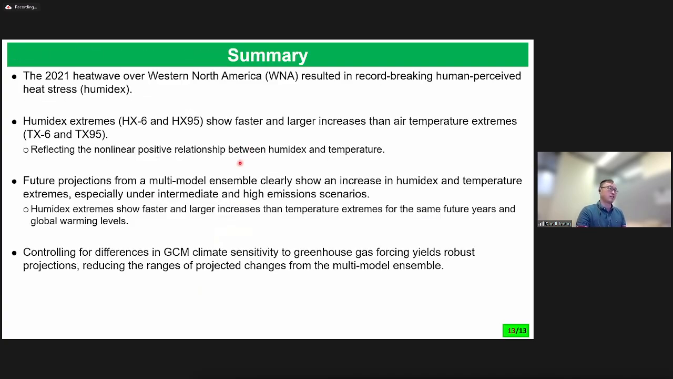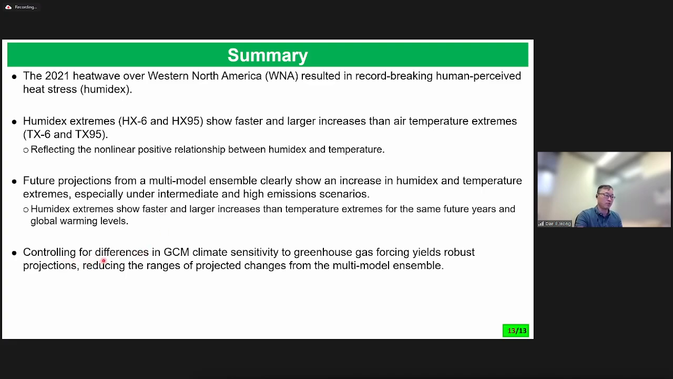Okay, so in summary, we show that the 2021 heat wave over Western North America resulted in record-breaking human perceived heat stress too, and Humidex extremes show a faster and larger increase than air temperatures in the historical period and in the future period projection too.